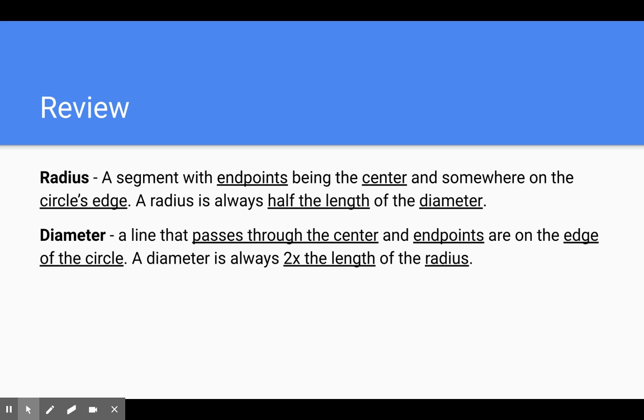Remember, the radius is a segment with endpoints being the center and somewhere on the circle's edge, and the radius is always half the length of the diameter. The diameter is a line that passes through the center, and endpoints are on the edge of the circle. A diameter is always 2 times the length of the radius. Radius is half of a diameter. Diameter is 2 times a radius.